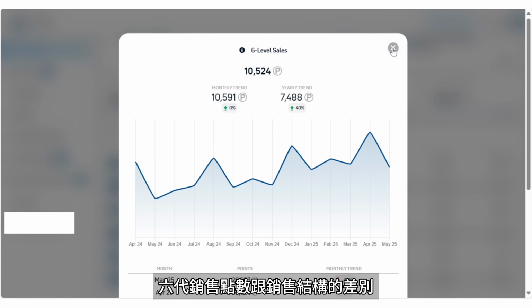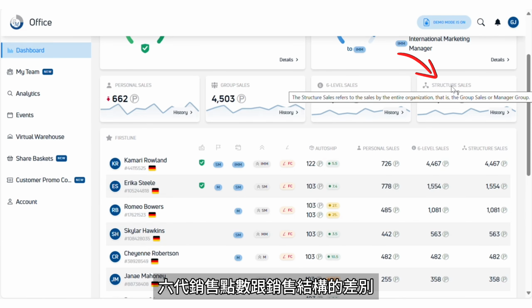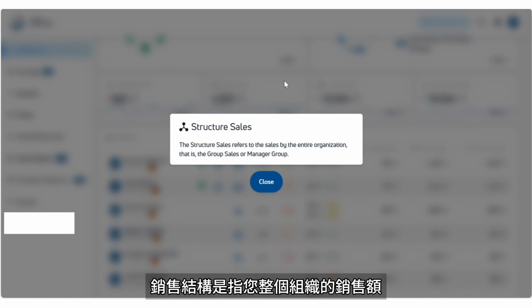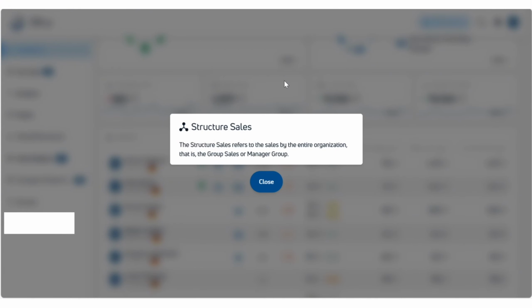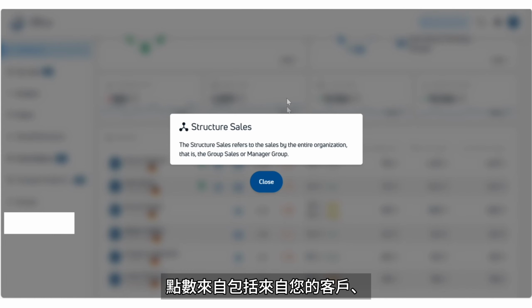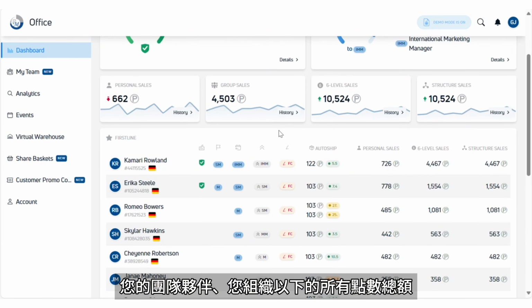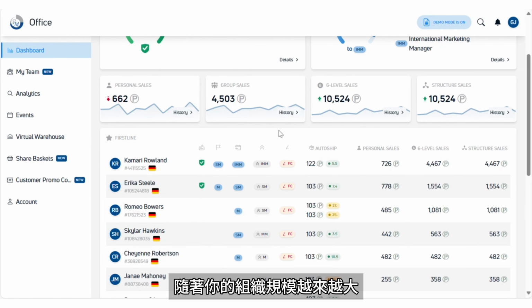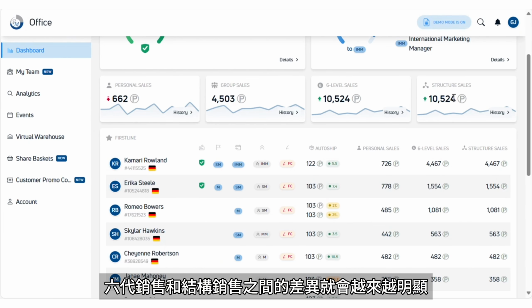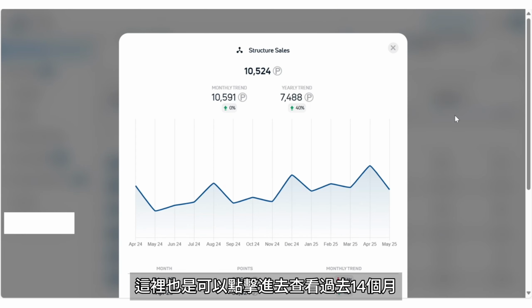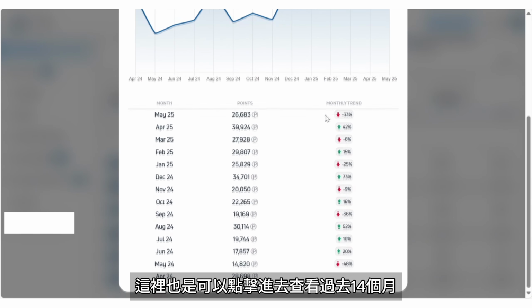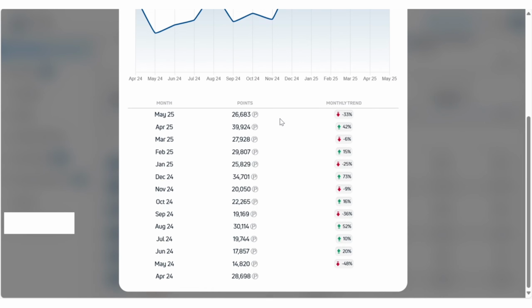And the difference from the 6-level sales to the structure sales is the structure sales refers to the sales by your entire organization. So that means it is the sum of all turnover made by your customers, team partners, and higher in your complete organization. The bigger your organization becomes, the more the difference between 6-level sales and structure sales can pop up. So here again, I have a possibility to look backwards the last 14 months, how my structure sales developed.